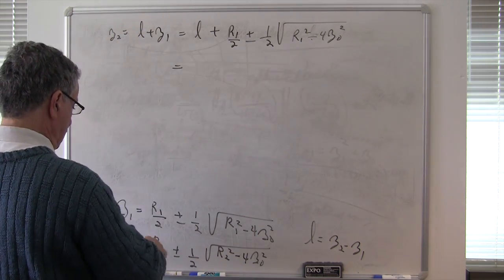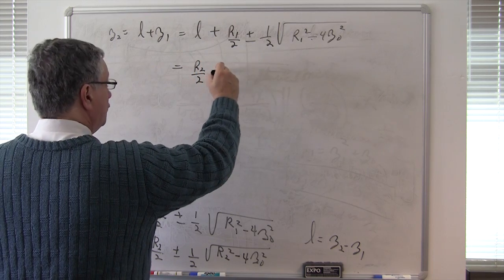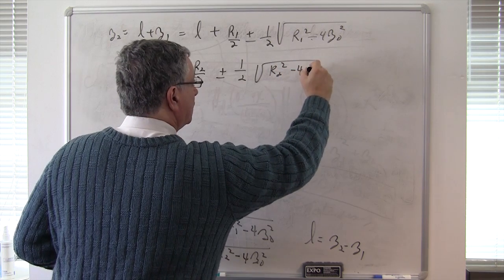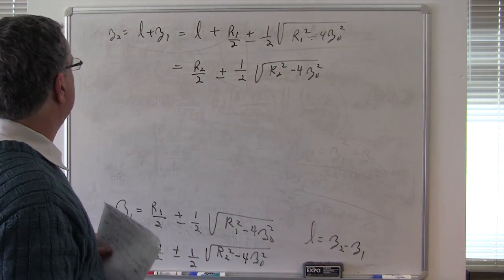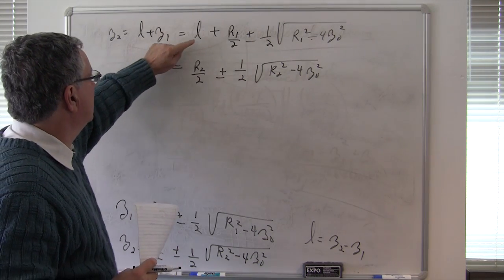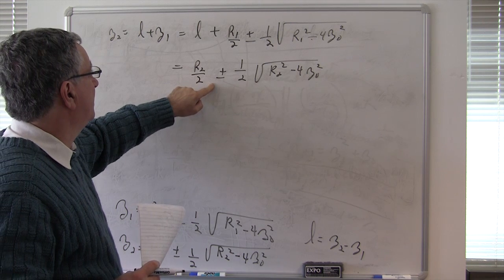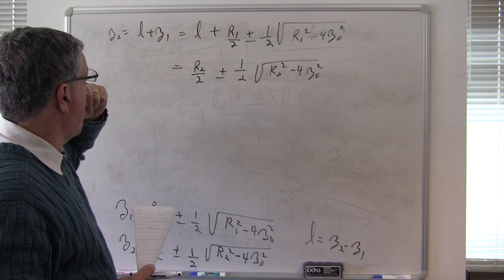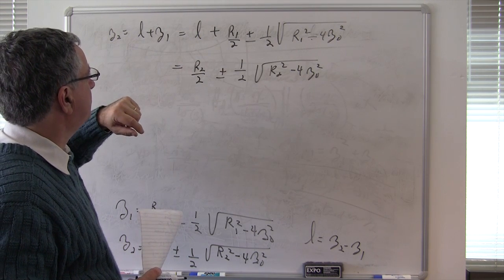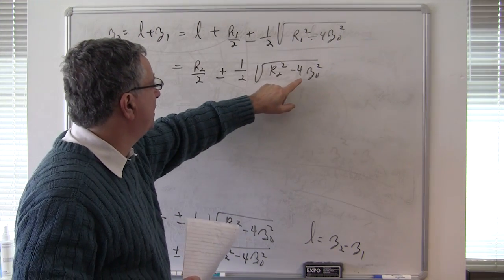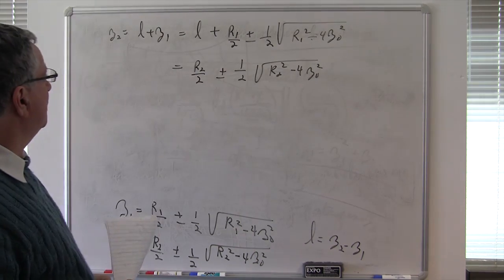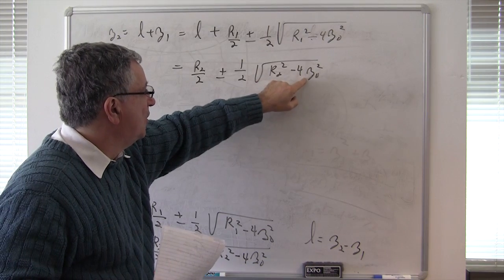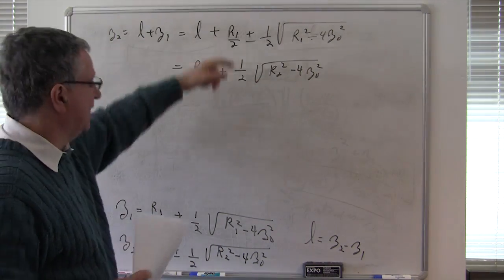So L plus Z1, which is Z2, has to be equal to Z2, which is R2 over 2 plus or minus 1/2 square root of R2 squared minus 4Z0 squared. So this is equal to this. Now we have this equal to this, and we can extract the value of Z0 from that equation.